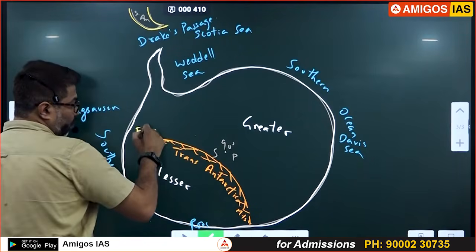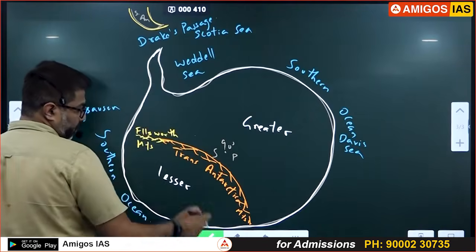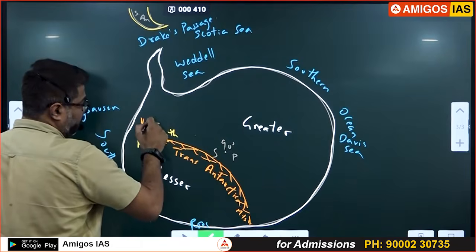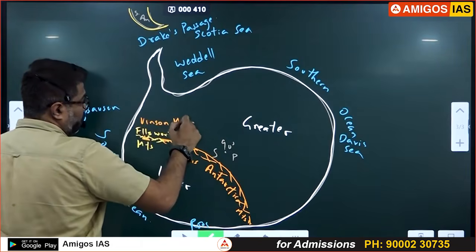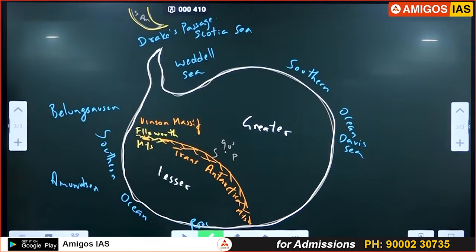Here we have the Ellsworth Mountains, and a peak called Vinson Massif, the highest peak. Vinson Massif is the highest peak of Antarctica.